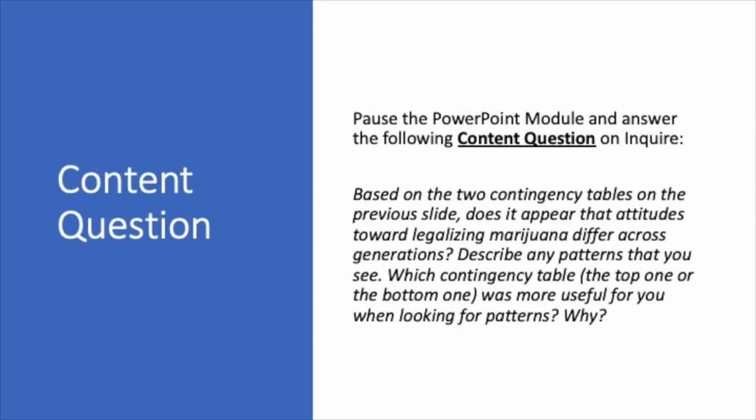Okay, here's your content question. Based on the two contingency tables on the previous slide, does it appear that attitudes toward legalizing marijuana differ across generations? Describe any patterns that you see. Which contingency table, the top one or the bottom one, was more useful for you when looking for patterns and why? Okay, so you are going to return to that previous slide just to look at these two tables and tell me what patterns you see and tell me which table was most helpful in getting you to identify those patterns. So you can pause the PowerPoint module here, answer that content question, and then return for the rest.